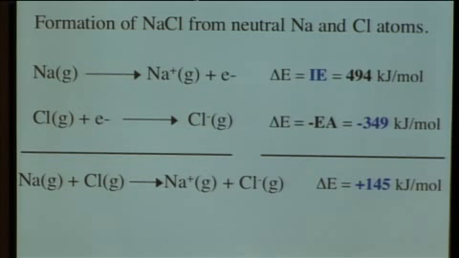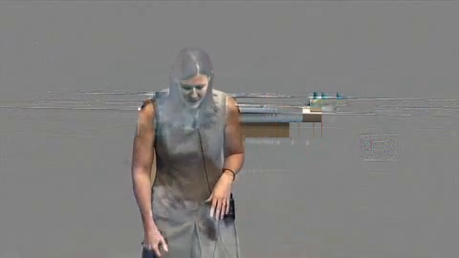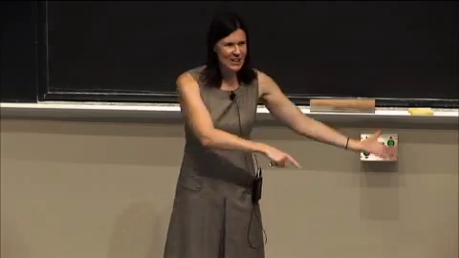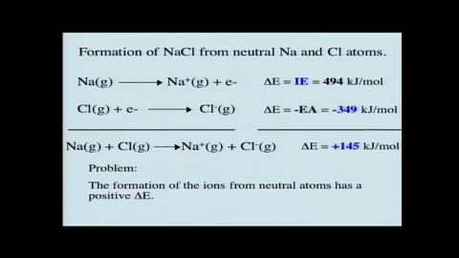So if we talk about the sum of what's happening here, what we need to do is think about going from the neutrals to the ions. So we can just add those two energies together. And what we end up with is plus 145 kilojoules per mole in order to go from neutral sodium and chlorine to the ions. So the problem here is that we have to actually put energy into our system. So this doesn't seem favorable, right? What's favorable is when we actually get energy out and our energy gets lower. But what we're saying here is that we actually need to put in energy.